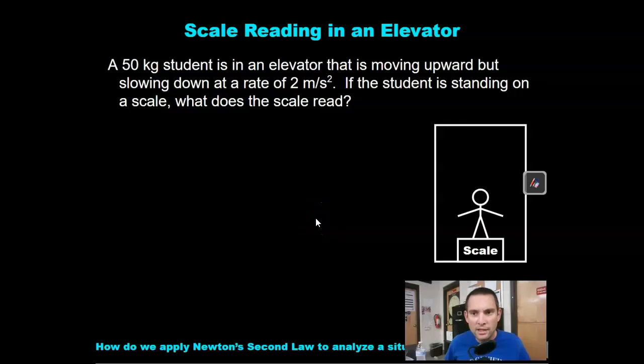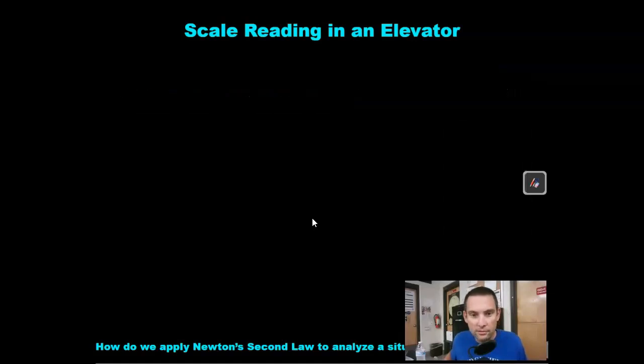Scale reading on an elevator. A 50 kilogram student in an elevator that is moving upwards but slowing down at a rate of 2 meters per second squared. So we're moving up, yet we're slowing down. So what direction is our net acceleration going to be? Opposite, right? Because if our velocity is in one direction and our acceleration is in the opposite direction, we're slowing down. If the student is standing on a scale, what does that scale read?